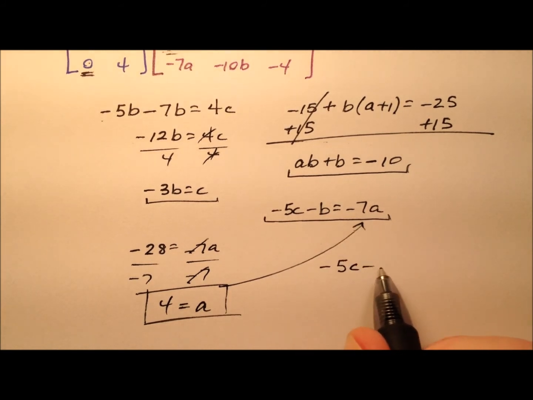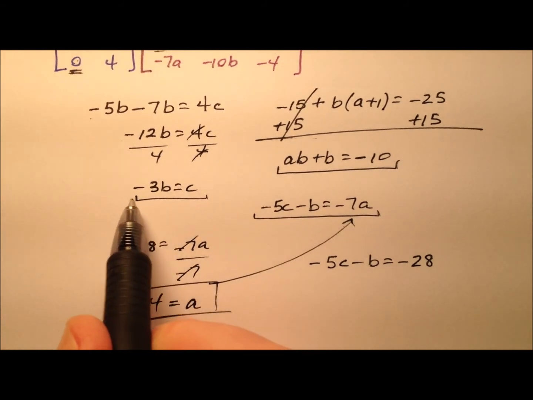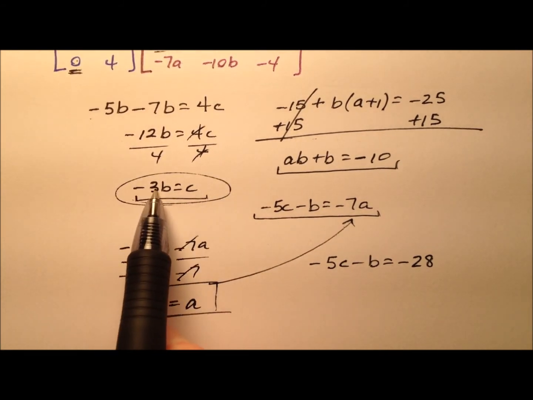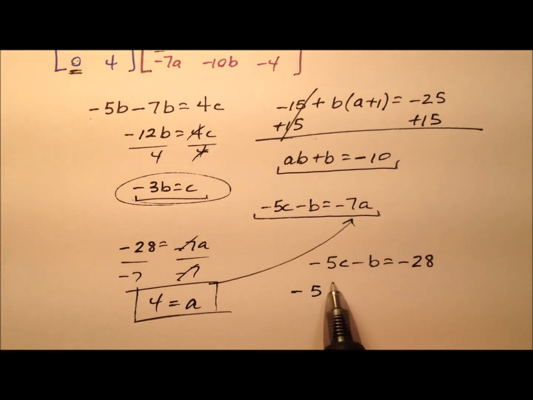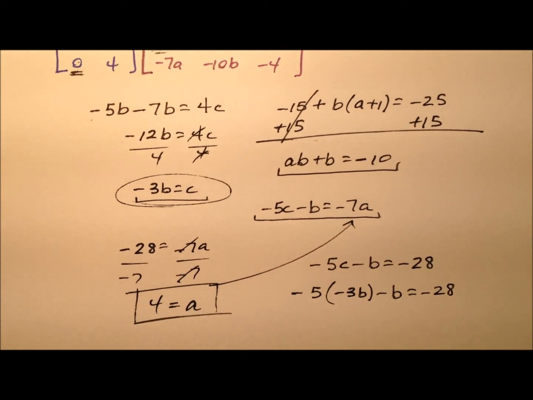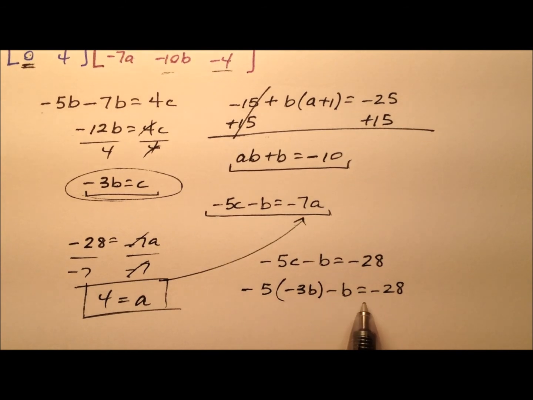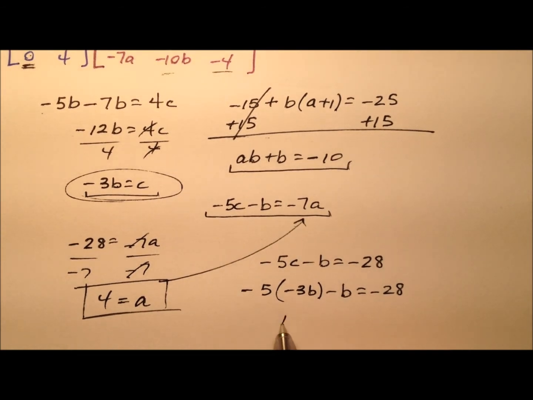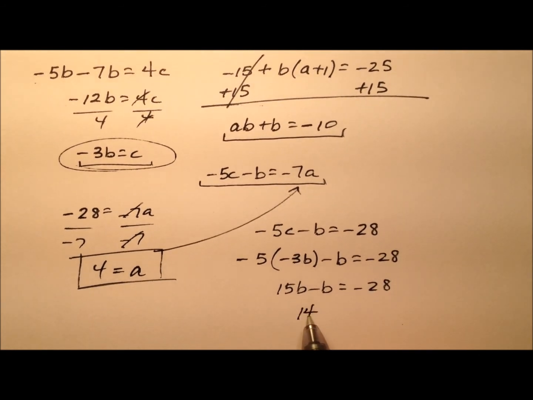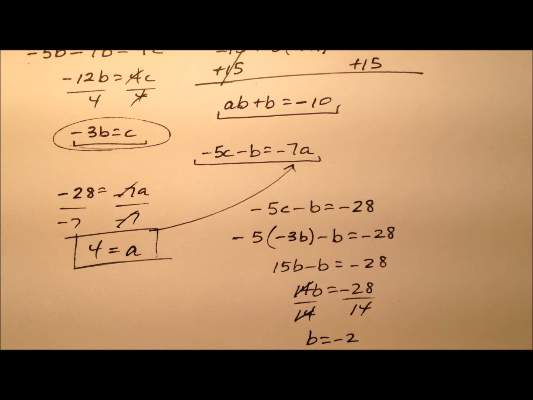So negative 5c minus b equals negative 28. And then I could use this c equals negative 3b. So negative 5 times negative 3b minus b equals negative 28. And it looks like we're done. We don't even need to do any more of these because we have a sufficient number of equations to get the job done. So 15b minus b equals negative 28. So this is 14b equals negative 28. When I divide by 14, it looks like b equals negative 2.